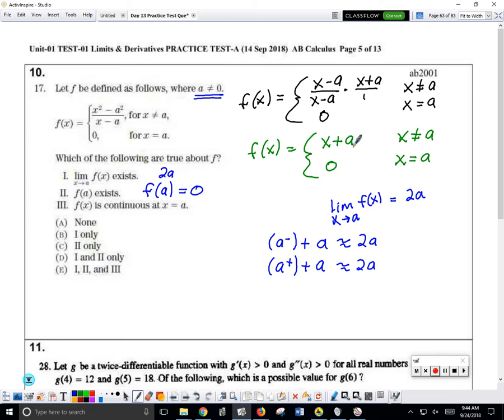Last one. The function is not continuous at A because the limit and the value of the function don't match. To be continuous, they both have to match. This is a removable discontinuity. So, can you say that one more time?